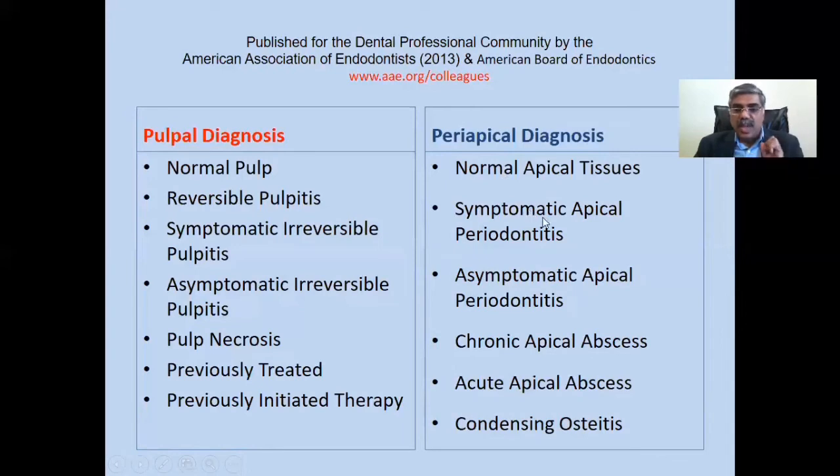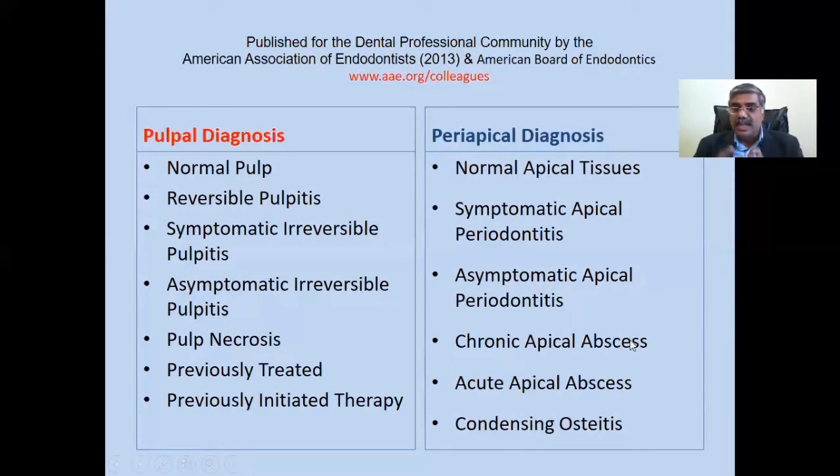Next is symptomatic apical periodontitis. Symptomatic apical periodontitis means there will be symptoms for the patient. The patient will have pain. Asymptomatic apical periodontitis is almost analogous to the pathological classification of periapical granuloma or condensing osteitis, where there won't be any symptom to the patient, but there will be a periapical change. So, asymptomatic apical periodontitis. Next is chronic periapical abscess.